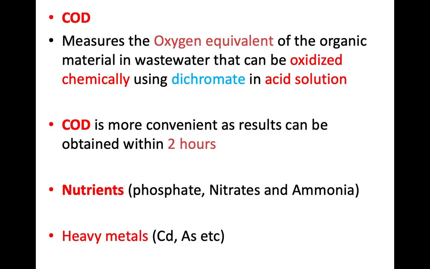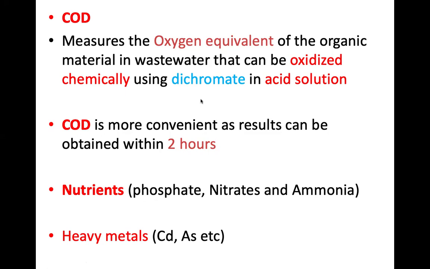But if you have a given water sample and you want to determine the extent of pollution, you can use the COD, which is the chemical equivalent of the oxygen content of the water bodies, and this can be obtained within 2 hours. So we say the COD is the equivalent of organic material in your water that can be oxidized chemically using dichromate in acid solution. It is more convenient as the results can be obtained within 2 hours.